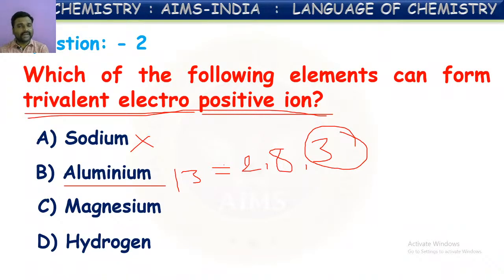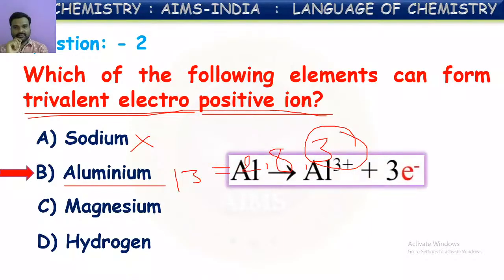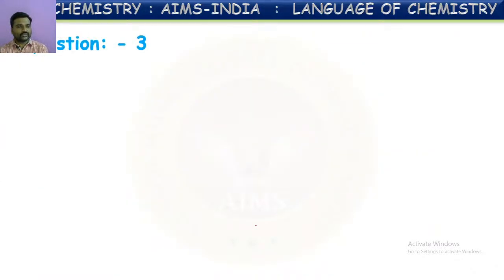Magnesium can form a divalent electropositive ion as its atomic number is 12. It has only 2 valence electrons. And hydrogen, as in the examples you have seen, can form a monovalent electropositive ion. So the correct answer here now is, yes, many of you gave the correct answer B. Fine. Here they have shown aluminium can form an Al plus 3 ion by losing 3 electrons. That is correct. Let's go to the next question.